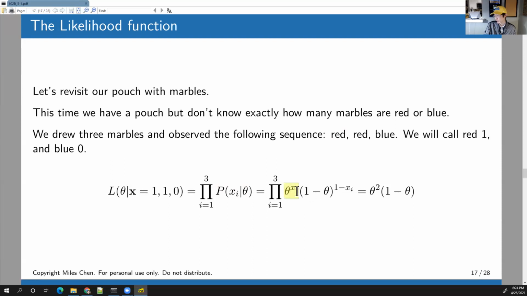When I take the product of these things, the exponents get added together, and we get theta squared times 1 minus theta. That's going to be the likelihood of this data, 1, 1, 0, as I change the different values of theta. Because we got two reds, and the probability of red is theta, and then we got one blue, which is 1 minus theta.